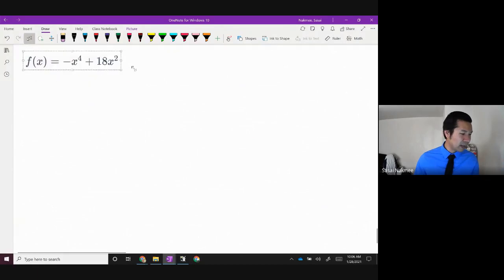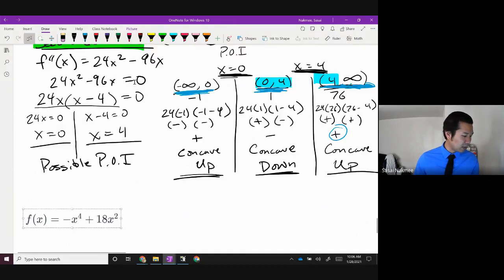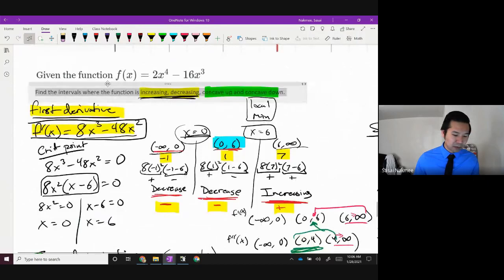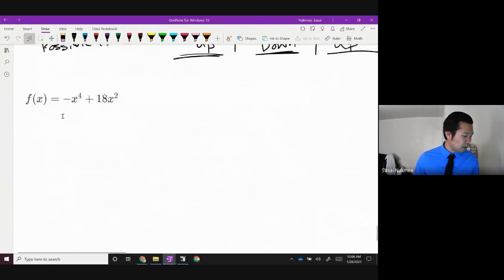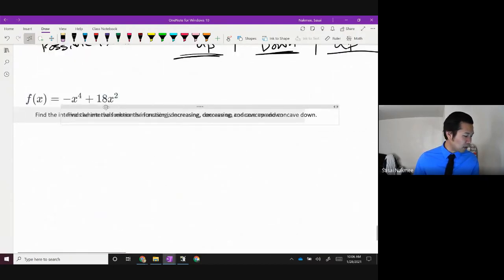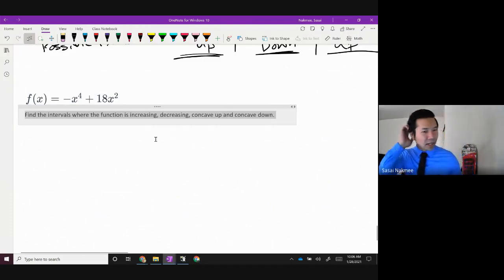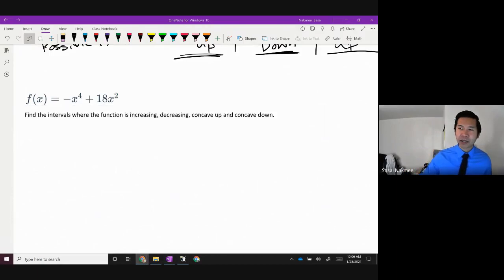Let's look at this one right here, and I'm going to be asking the same thing from you, which is: find the intervals where the function is increasing, decreasing, concave up, and concave down. I'm going to clear your pair deck, and you don't have to show your work. You don't have to show me the first derivative and all your plugging in. Can you tell me on your pair deck, just write it down like this: give me the intervals where it's increasing.